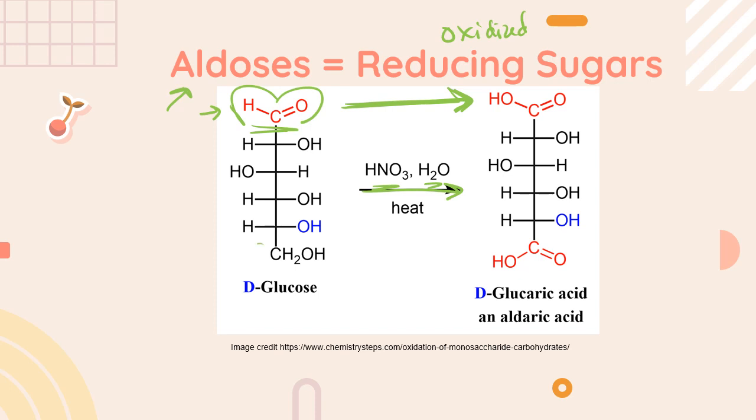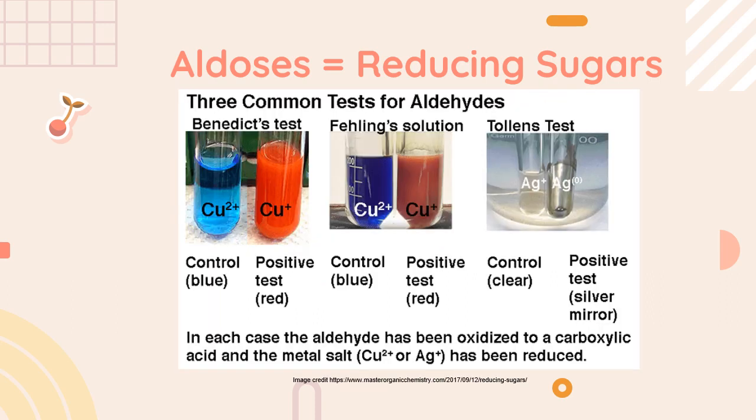We can also oxidize this other end, this flaggy part, that terminal carbon, and put another carboxylic acid over here. Pretty cool, right? And we actually have a couple different laboratory tests that we can carry out to figure out if we have reducing sugars, aldoses, like glucose in a sample.